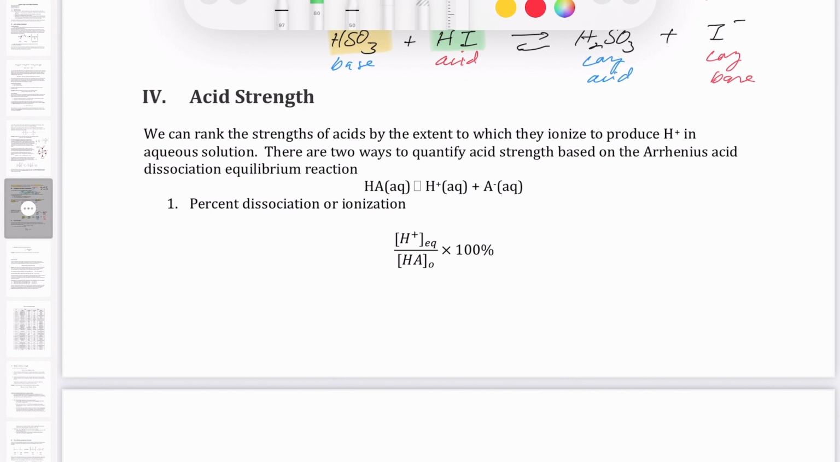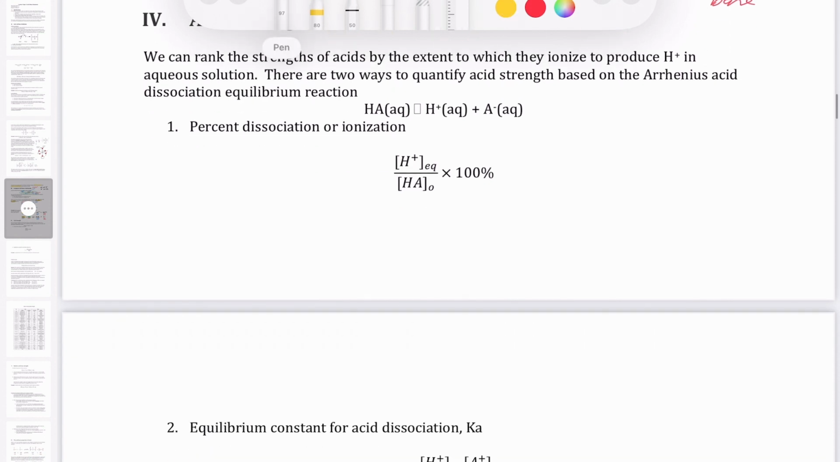So in order for us to know who's going to behave as an acid or a base, we need to rank them based on their strength. This is why we get into this topic of acid strength. There are two ways we can calculate or quantify the strength of an acid. The first is something called percent dissociation, or percent ionization.